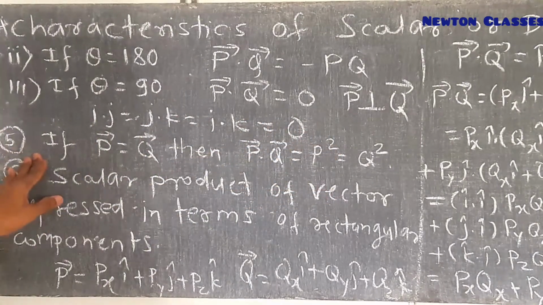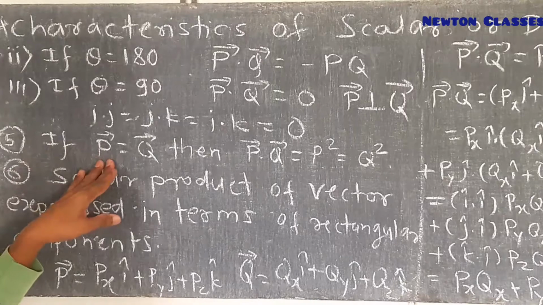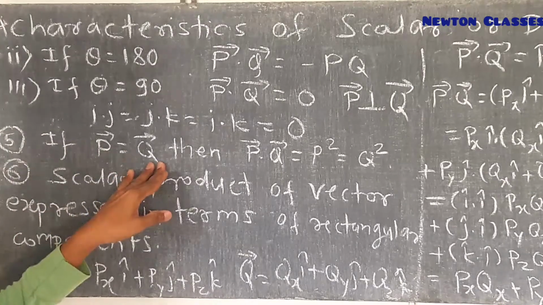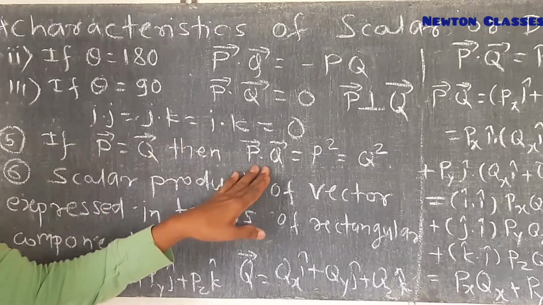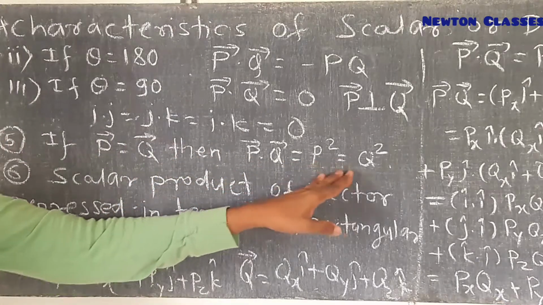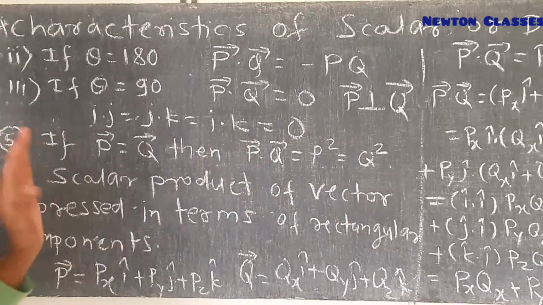Next, the fifth property: if vector p bar is equal to vector q bar and the angle between the two vectors is 0 degrees, then the magnitude of the dot product is equal to p square, which is equal to q square.